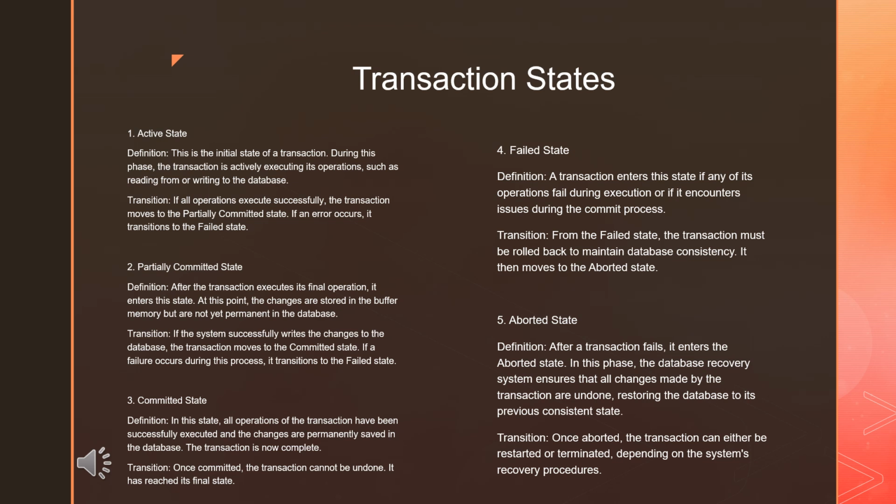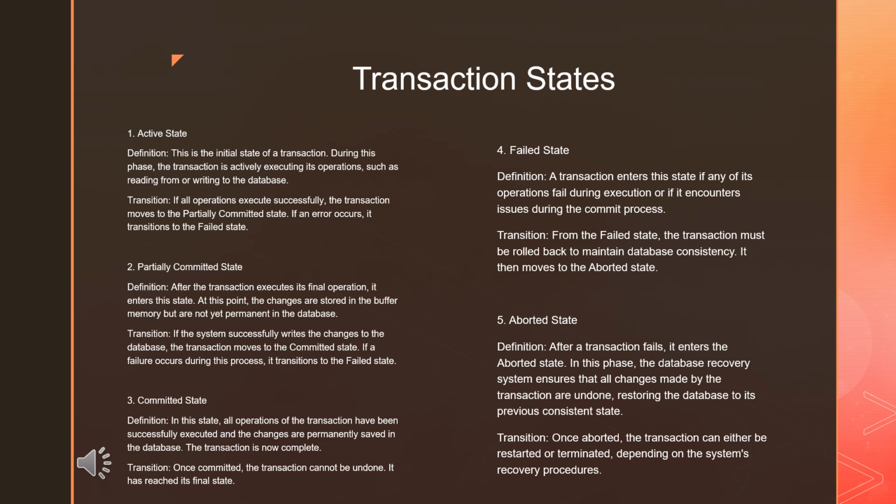Failed state. Definition: a transaction enters this state if any of its operations fail during execution or if it encounters issues during the commit process. Transition: from the failed state, the transaction must be rolled back to maintain database consistency. It then moves to the aborted state.